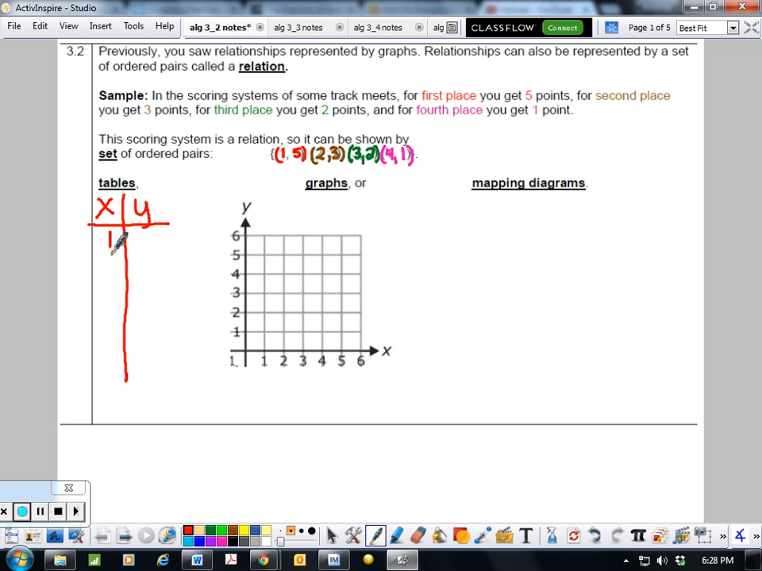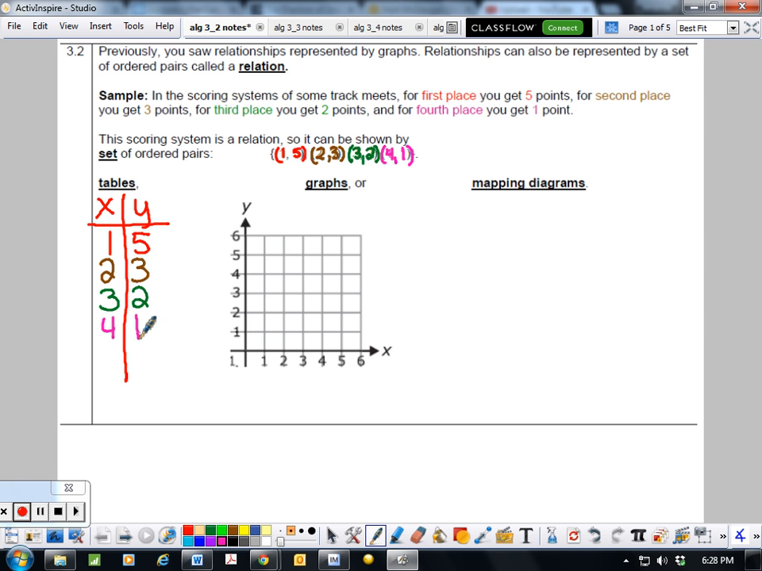So first place gets 5 points. And then second place gets 3 points. And third place gets 2 points. And fourth place gets 1 point. And so that's my table.